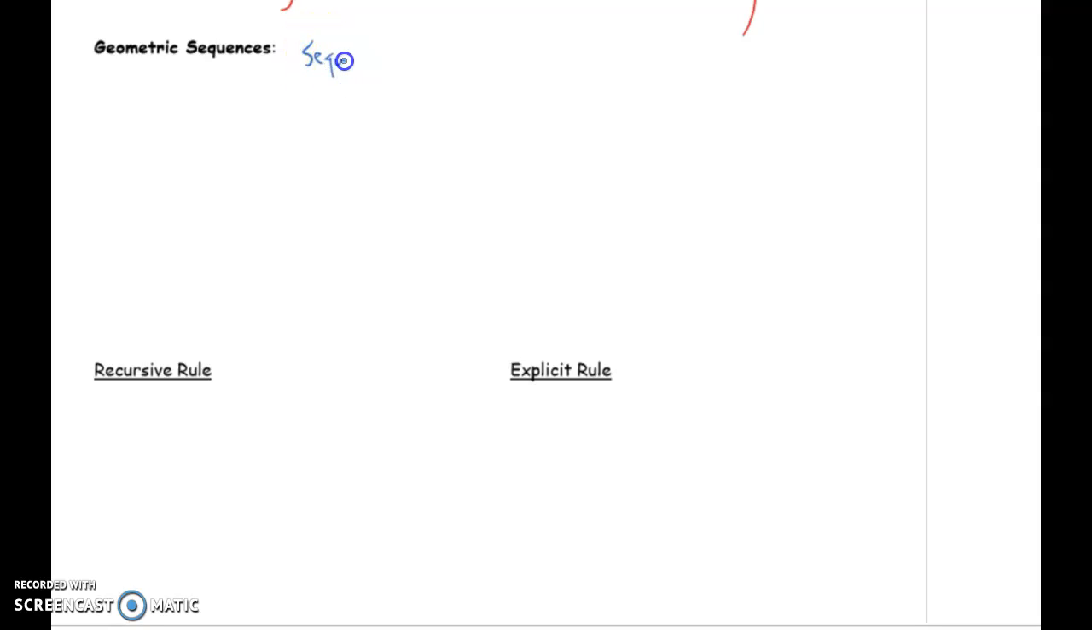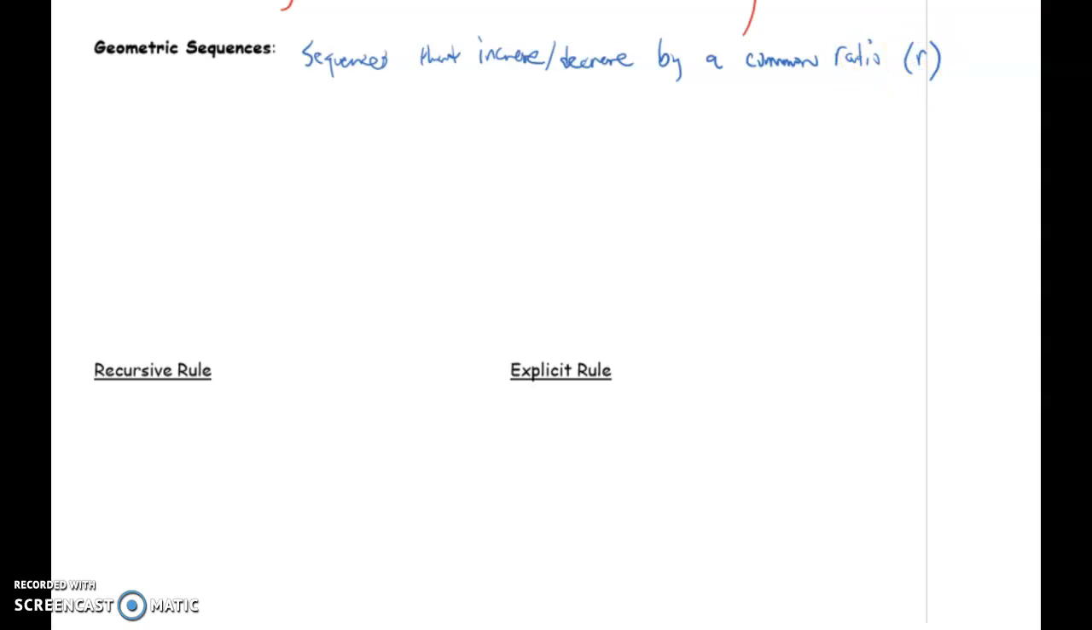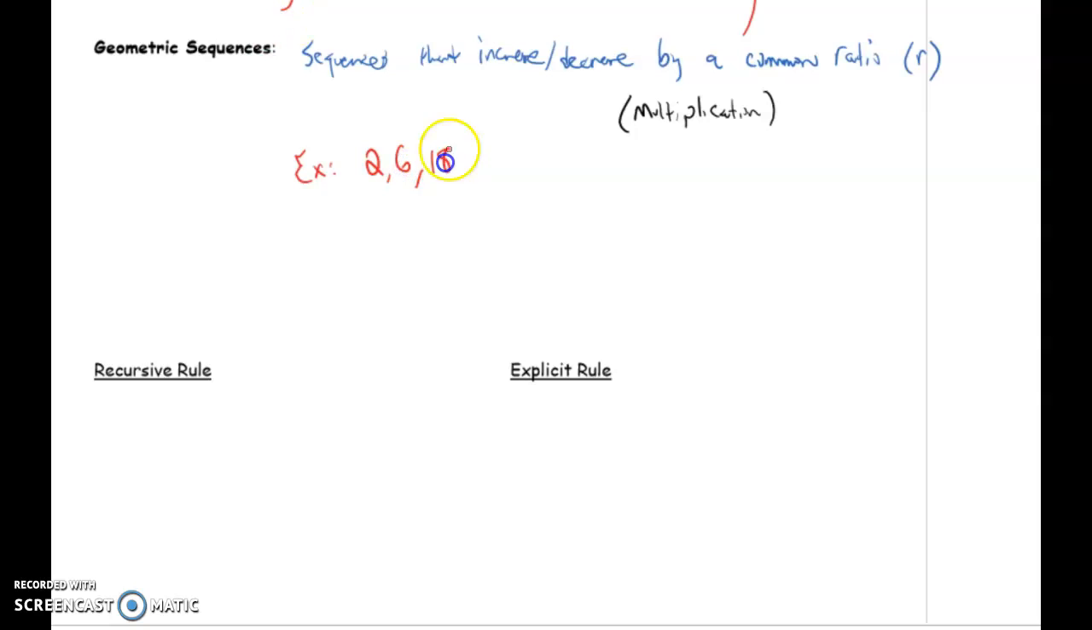Geometric sequences are sequences that increase or decrease by a common ratio, which we call r for ratio. You can think of geometric sequences as being multiplication. So an example of a geometric sequence would be 2, 6, 18, 54, and so on. This is a sequence where the first term is 2, and then each term is 3 times the previous term. So the common ratio in this case is 3.